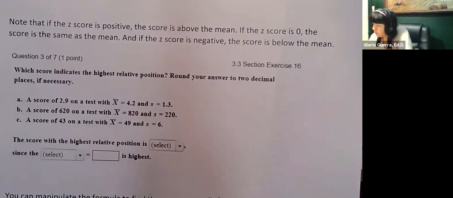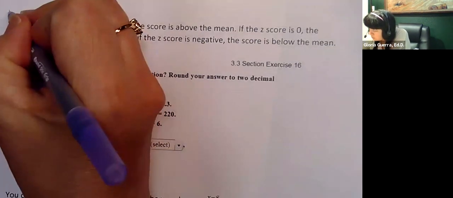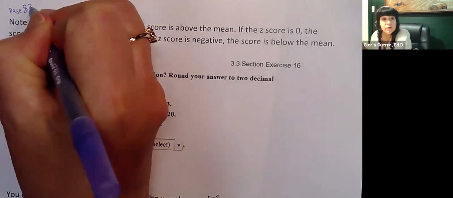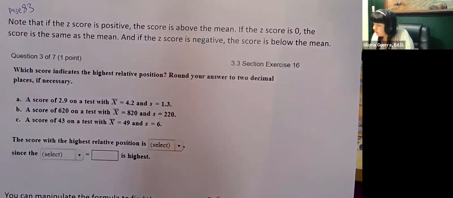Note that if the z-score is positive, the z-score is above the mean. Okay, if the z-score is 0, the score is the same as the mean. Okay, I had mentioned that. And then if the z-score is negative, the score is below the mean. So I just hadn't highlighted that if the z-score is 0, the score is the same as the mean. So that's good to remember. Okay, all right. So which score indicates the highest relative position?